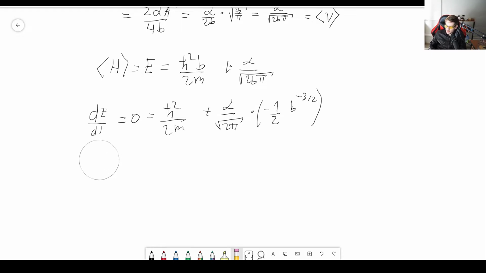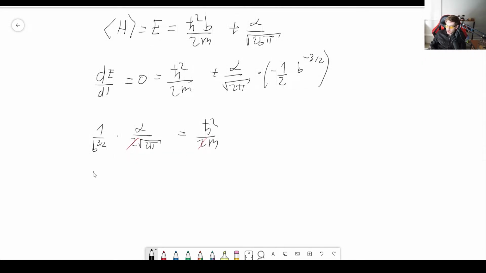Actually, maybe it's going to be even better if I do it like this. So 1 over b to the 3/2. It's the same, but just to make sure that I don't make a dumb mistake, times alpha over 2 square root of 2 pi is equal to h bar squared over 2m. So the 2's cancel out. And then to solve for b, I need to multiply through. So I'm going to get b cubed over 2 multiplying through, right? This is equal to alpha times m divided by h bar squared square root of 2 pi. Did I do this correctly? So multiplied, divided. I think I did.